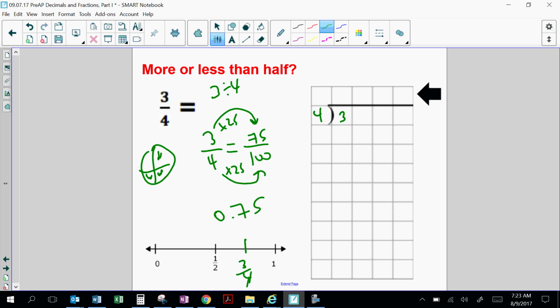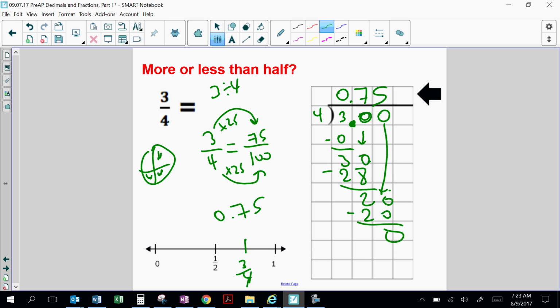Can 4 go in 3? None. So annex a decimal and a 0 since it cannot go in. Bring it down. Can 4 go in 30? 7 times. 2 is our remainder. Annex another 0. Bring it down. Can 4 go in 20? 5 times. So that's where I get my 75 hundredths.